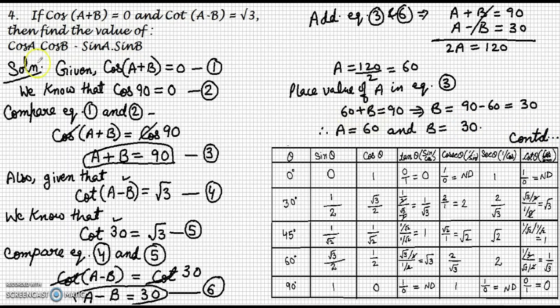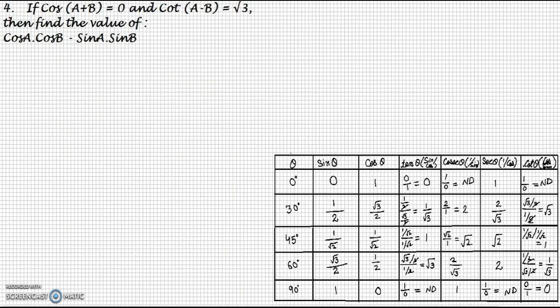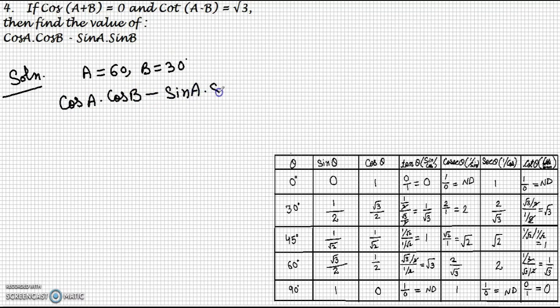Now we can use these values to calculate what is asked, that is cos A into cos B minus sin A into sin B. So now cos A will be, A is 60 and B is 30. So we can say cos A is cos 60 and cos B is cos 30, and minus sin A, which means sin 60, into sin B, which means sin 30. So now simply put these values.